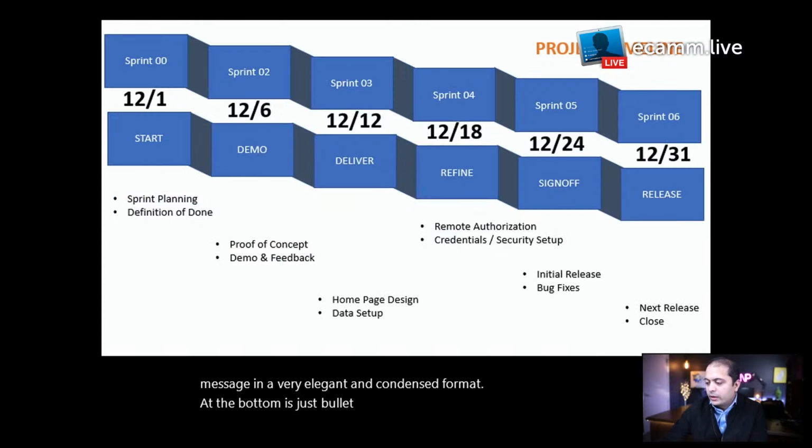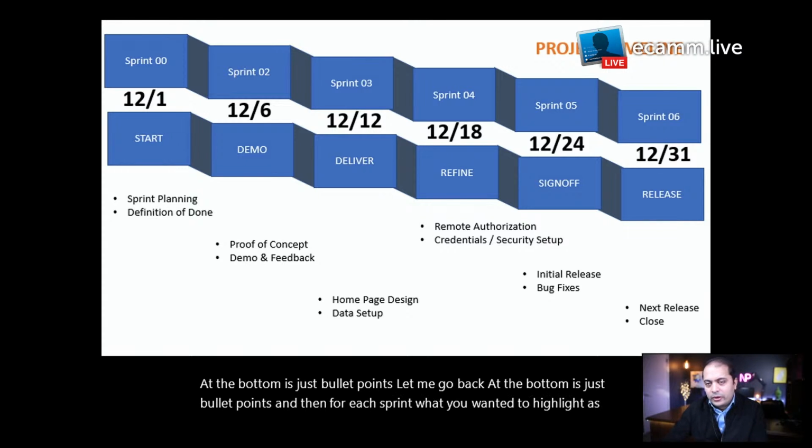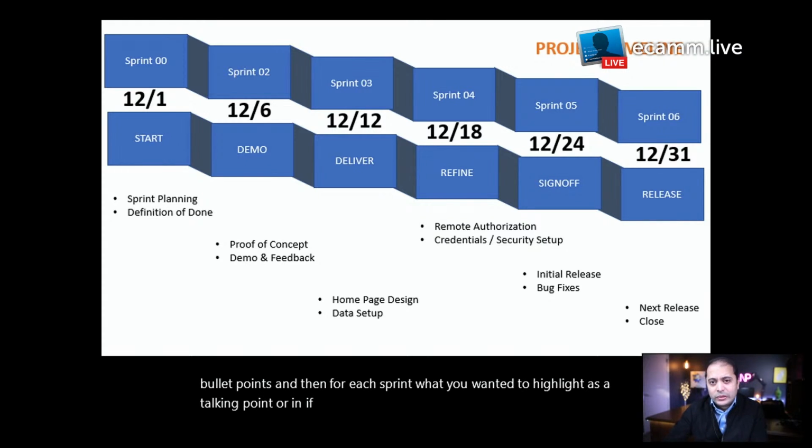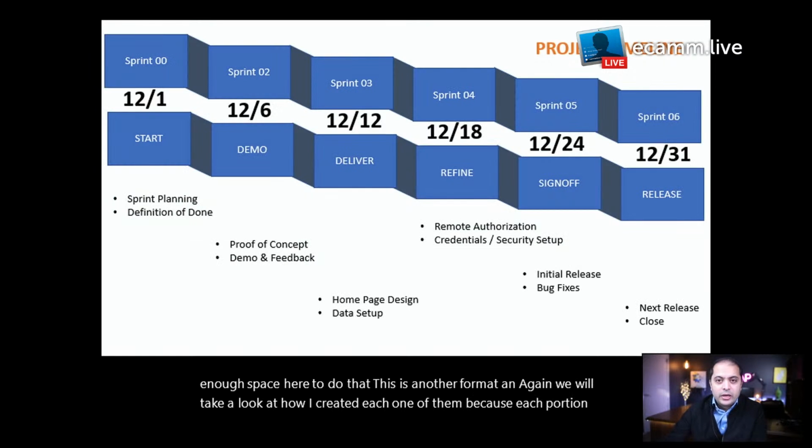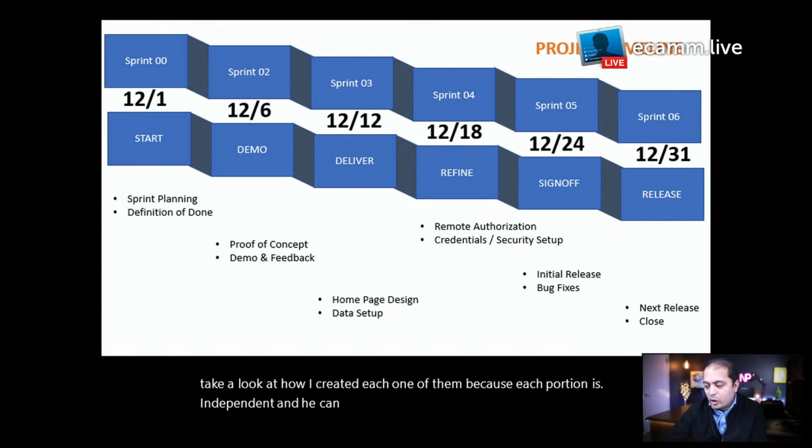Let me go back. At the bottom it's just bullet points, and for each sprint, if you want to highlight a talking point, or call out anything, then you have enough space here to do that. This is another format, and again we will take a look at how I created each one of them, because each portion is independent and you can move, arrange, copy and paste and things like that. So let's jump on to the third one.